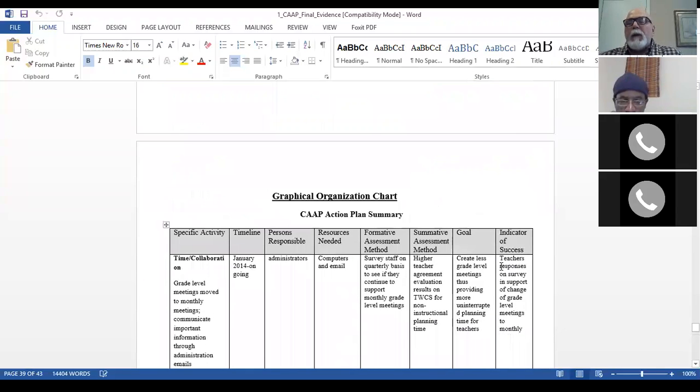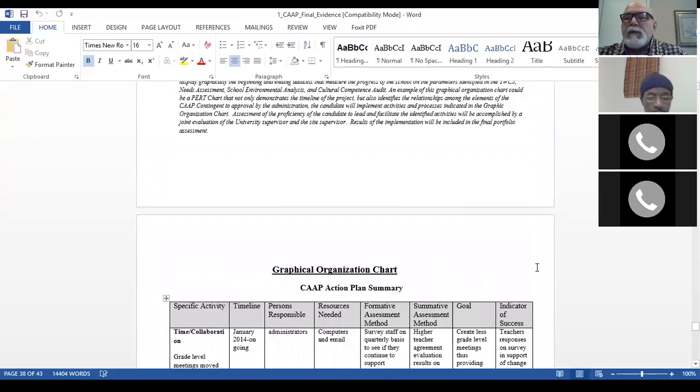Now, again, your PowerPoint doesn't have to look like this, but these are the things that I'm looking for in your PowerPoint. What are you going to do? When are you going to do it? Who's going to do it? Where's the money going to come from? How are you going to measure if the adults are doing this with fidelity? How are you going to measure the outcome? What the overall goal is, and what your on-the-way goal, your indicator of success.